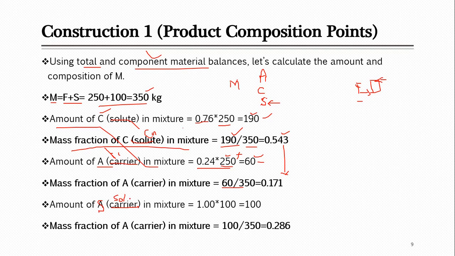Just don't worry, A, C and S. So the amount of S, when I'm looking for S, it will be S, because S was only part of the solvent stream, so it enters the system from the solvent, and you know it was 100%, so its fraction is 1, and its flow was 100 kg, so 1 into 100 and you will get 100 kg, and you can also calculate its mass fraction.